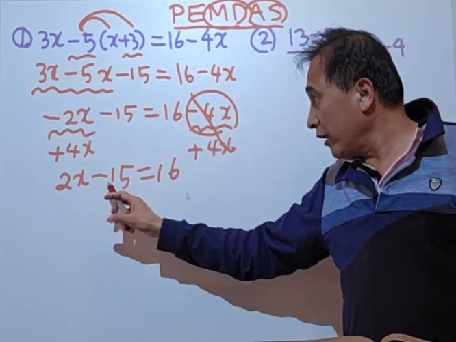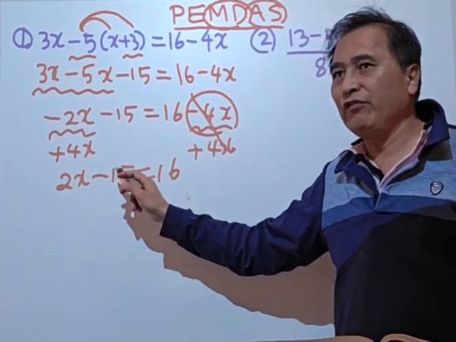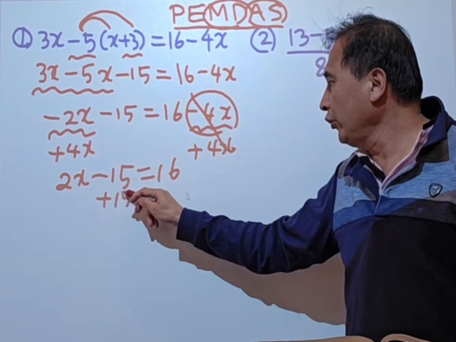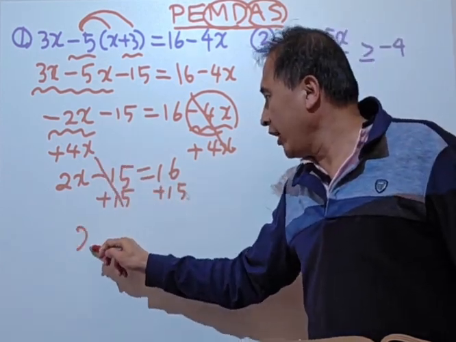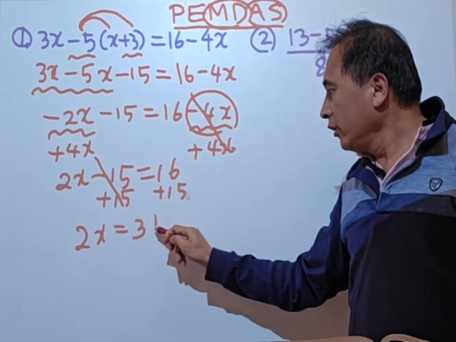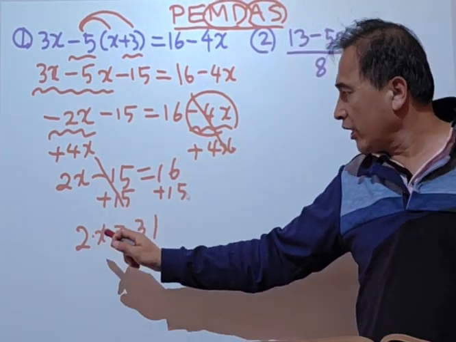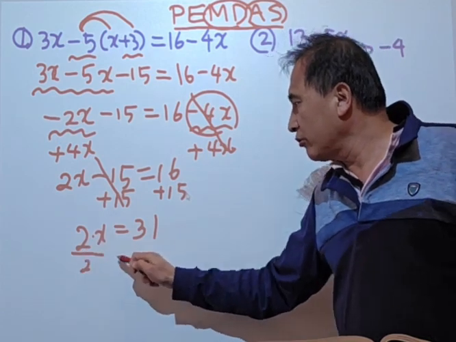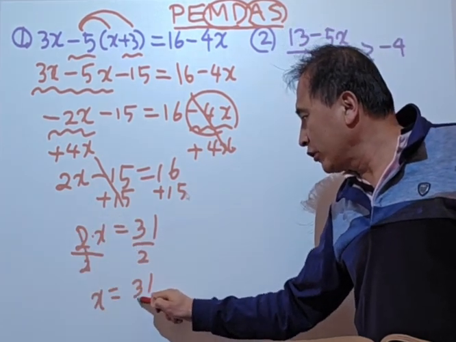Now, you do what? That's 2x minus 15. You move this minus 15 first, so I'm going to add 15 here, I'm going to add 15 here, right? So that cancels out. This is 2x equals 31. And 2 times x equals 31. In order to move this 2 times, what do you need to do? Divide by 2, right? Divide by 2. So x equals 31 over 2.